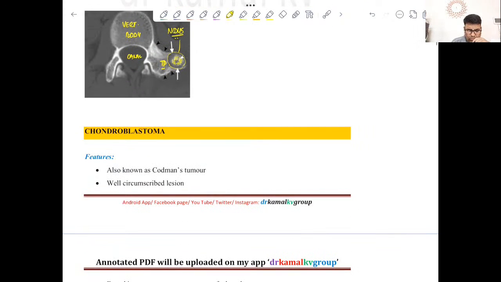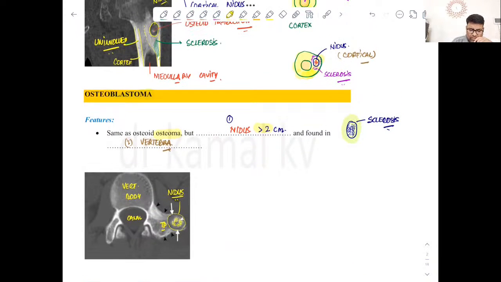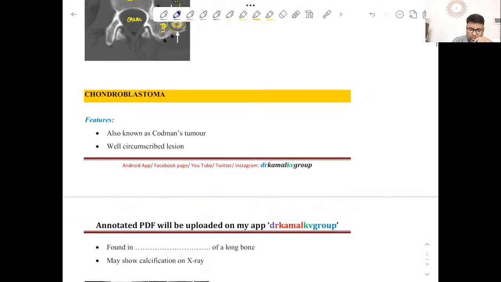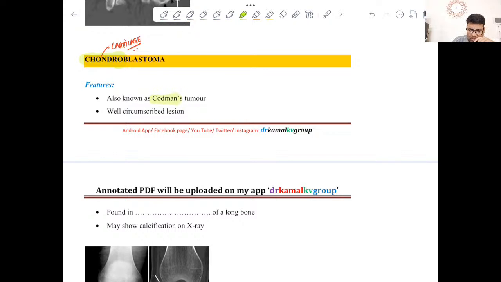Then we move forward to another term, and this is chondroblastoma. Now remember one thing, when we talk about the word osteo, it means bone, clear? And when we use the word chondro, the word is cartilage. So these terms actually help us in understanding what tissue we are going to find in that tumor. So chondroblastoma is also known as Codman's tumor.